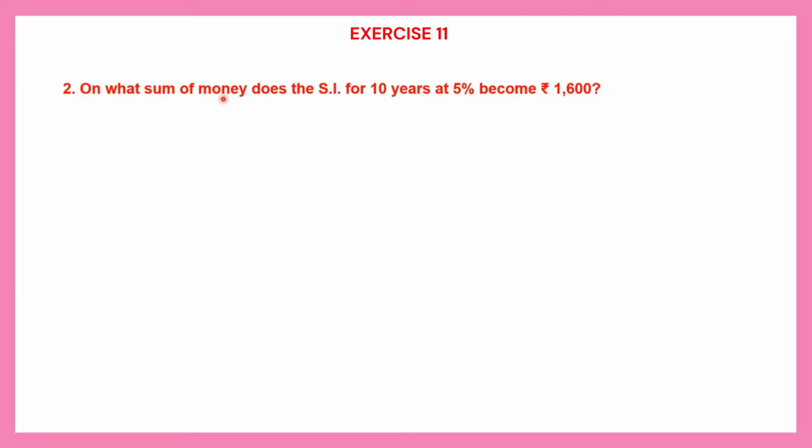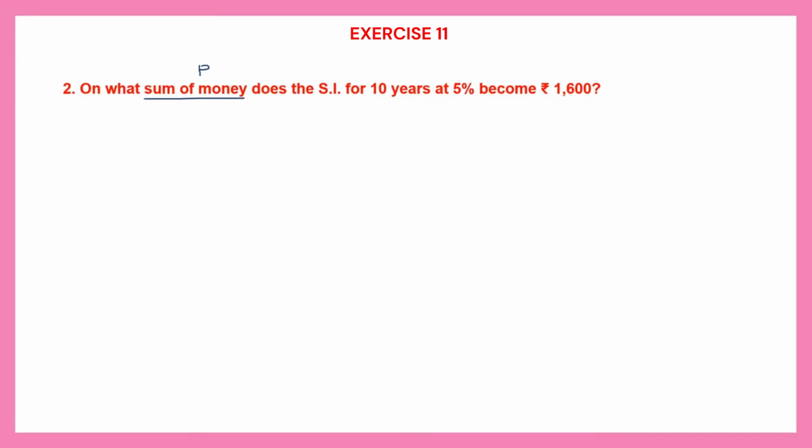So what sum of money? When we are talking about sum of money, we are talking about principal. So here principal is what we have to find out. This is the first thing you need to understand when you read a question. What is it that we should find out? So here we have to find out principal.